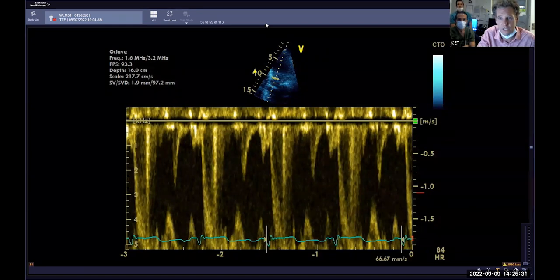Just going to pause the share for a moment. Can I just double check? You can't see my screen for the moment, can you? No. Cool, then. I just want to make sure I don't accidentally show patient details.